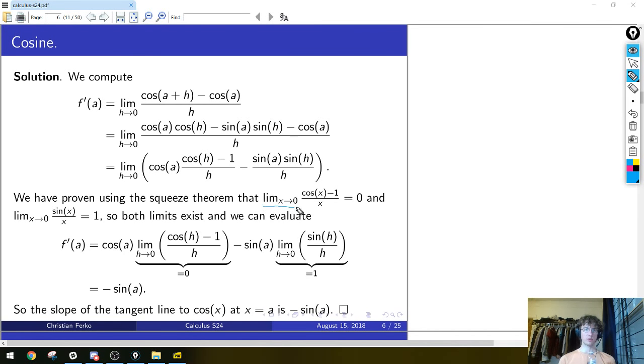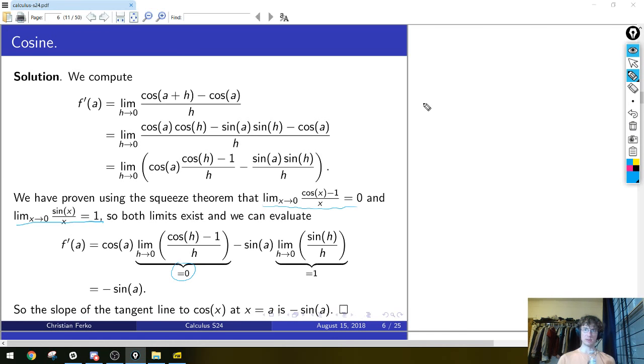As I say, we've proven that both of these limits exist by the squeeze theorem. And we've also proven that if two limits exist, then you can split the limit of their sum or difference into the sum or difference of two limits and pull out constants. This one is 0, as you proved, so this whole thing goes away. The second one, well, the inside limit is 1, so this all goes to 1. And we're left with minus sine of a.